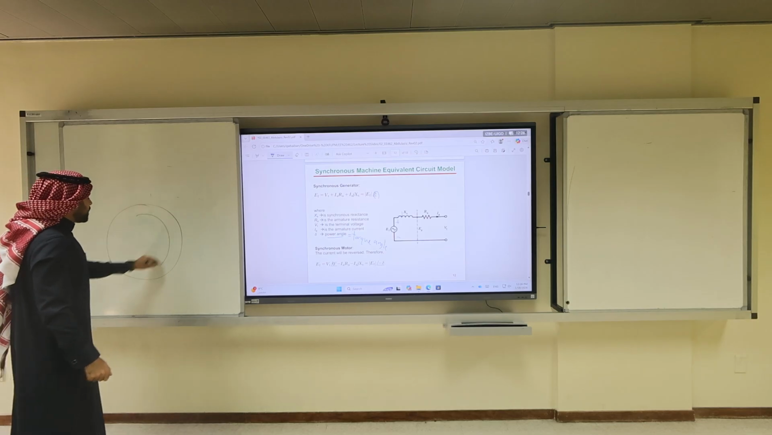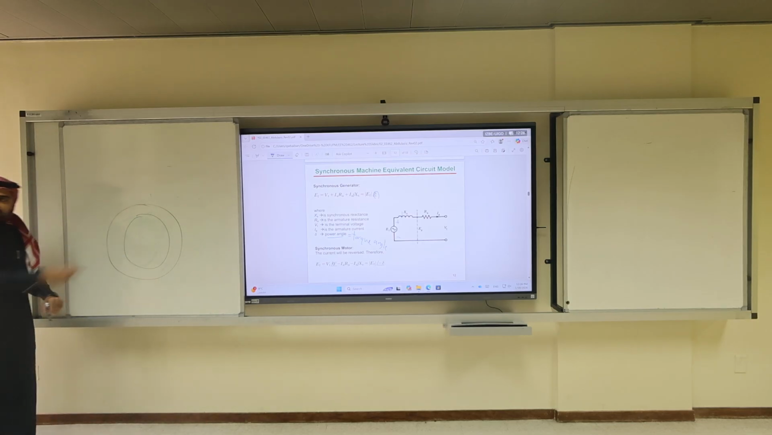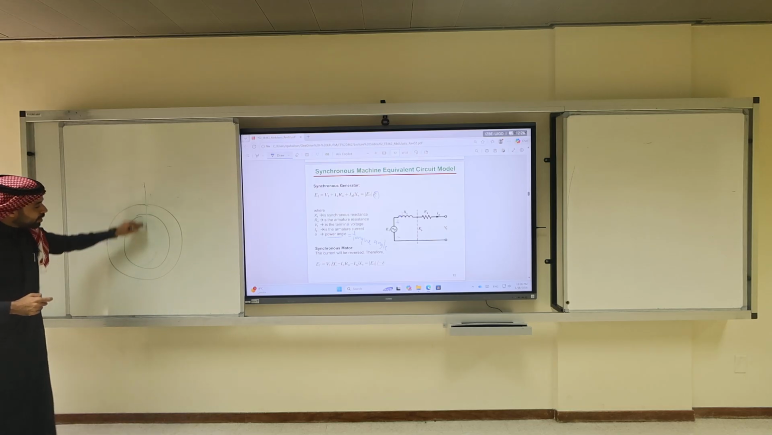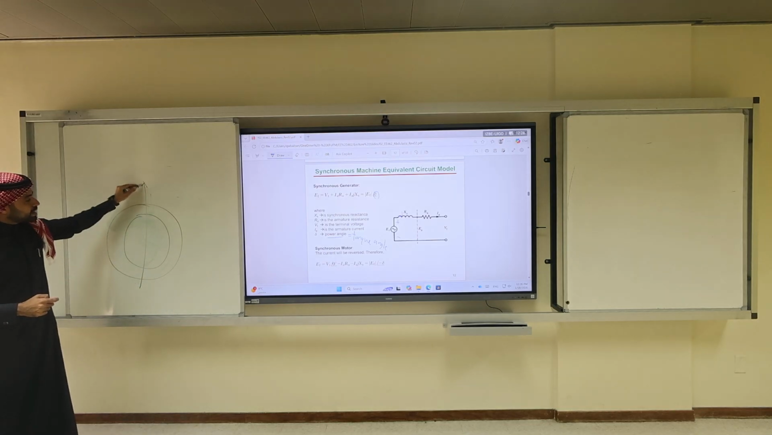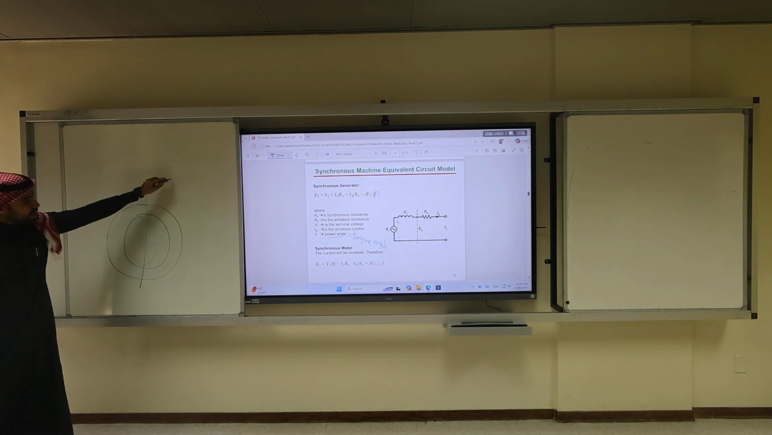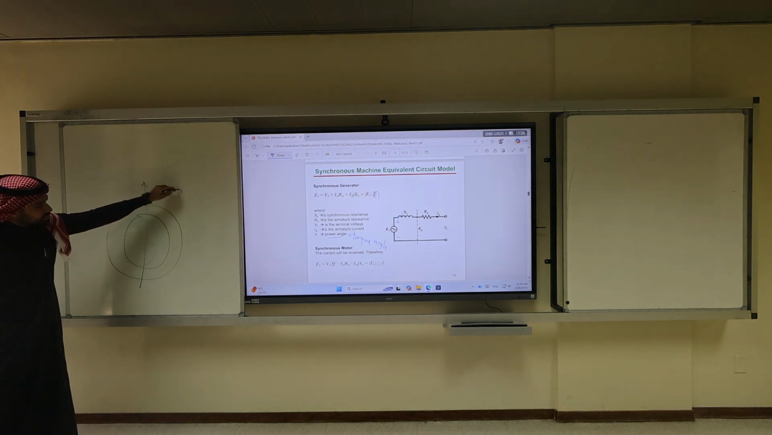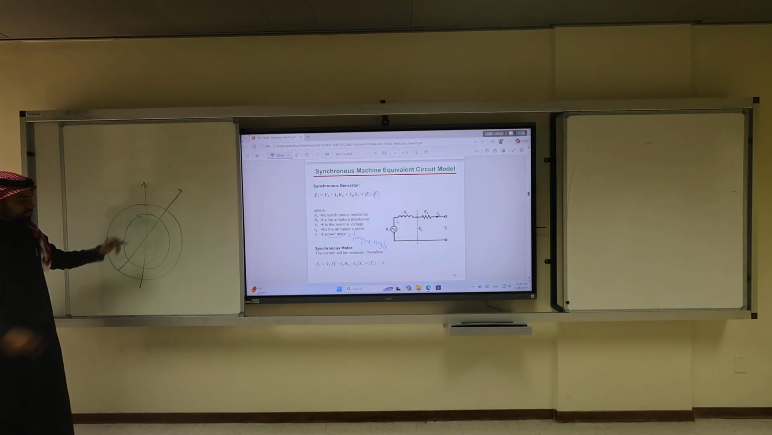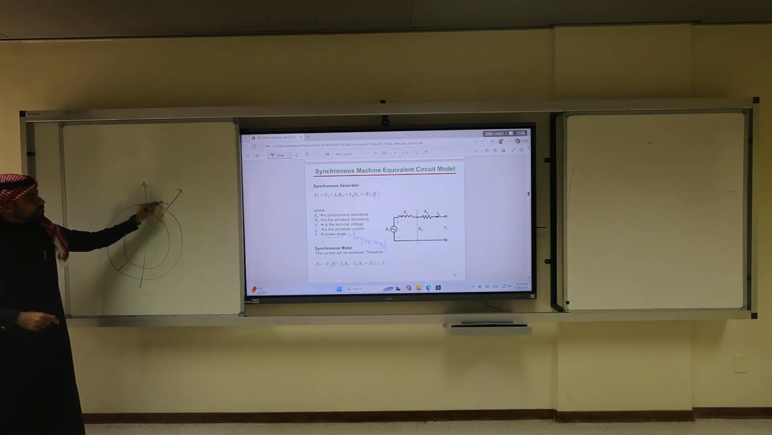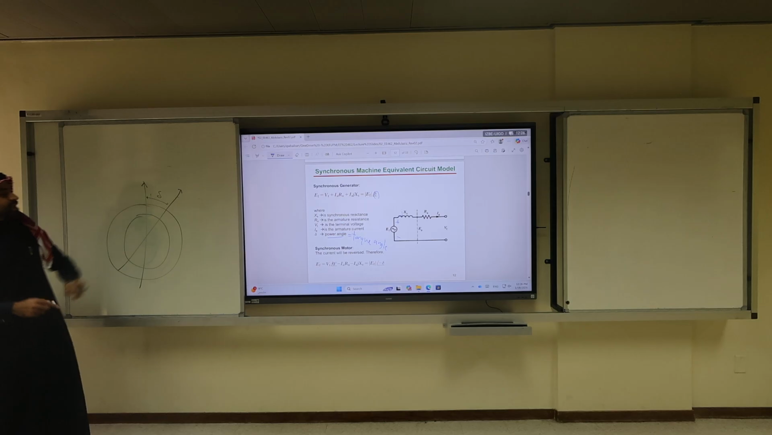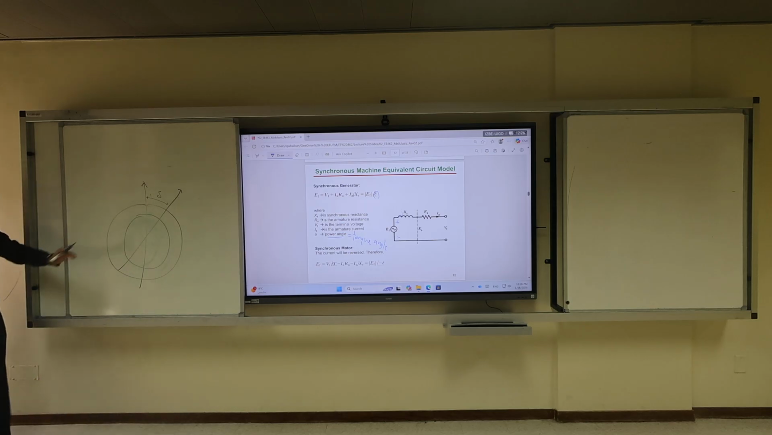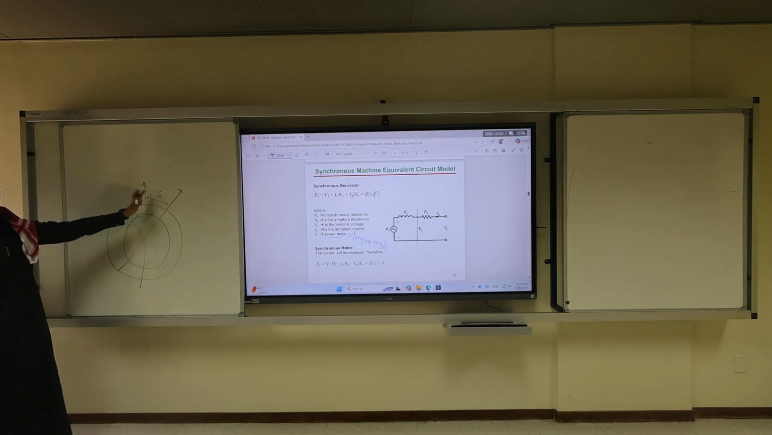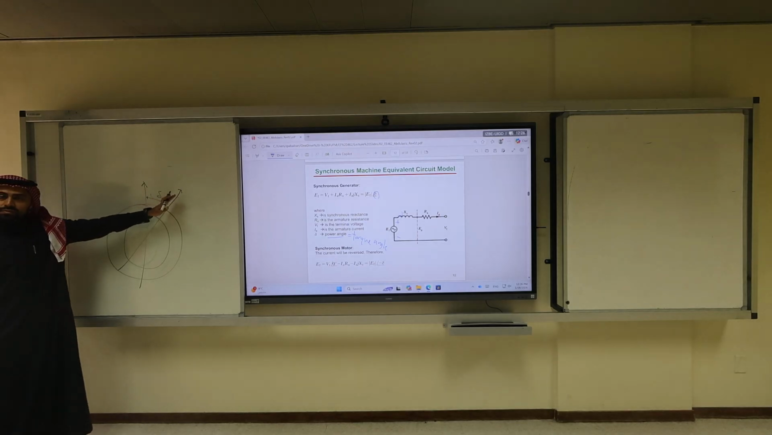It's the same concept. You have the rotor. This spins all the time, right? However, you have to draw a magnetic field, a magnetic axis. Here we have another magnetic axis, okay? Here is the deviation of the magnetic axis of the stator versus the magnetic axis of the rotor.